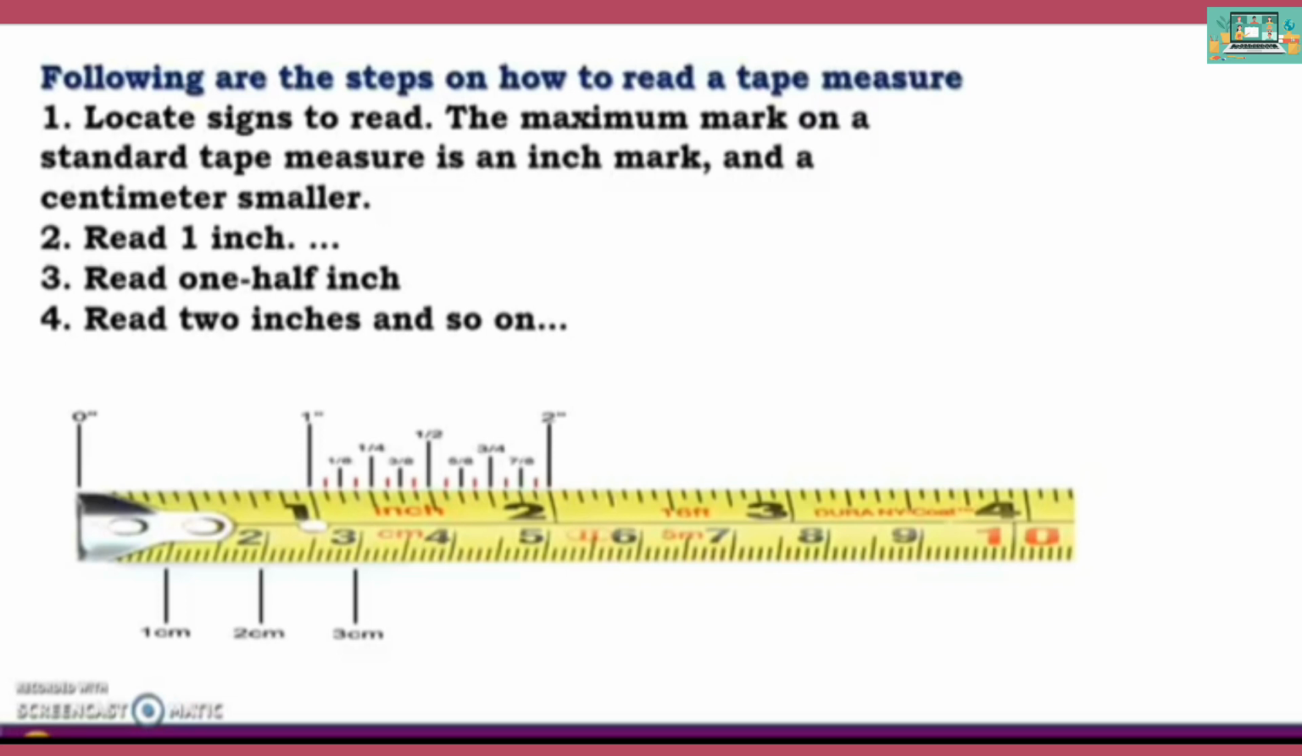Number 2. Read 1 inch. Number 3. Read 1/2 inch. Number 4. Read 2 inches and so on. There you can see the measurements of a tape measure.